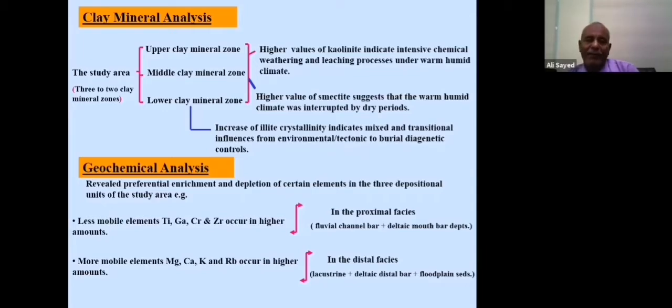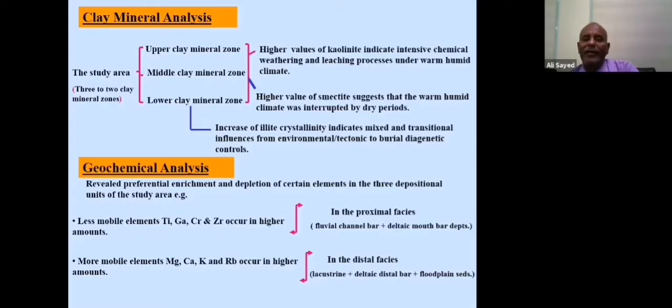What does this mean? The high value of smectite in the middle suggests that the warm humid climate was interrupted by a dry period. In the lower zone, we have an increase of kaolinite. This indicates we have much water. And then we have also a high amount of illite.